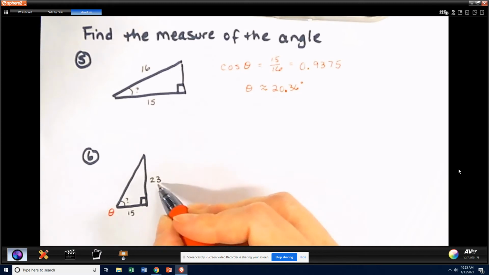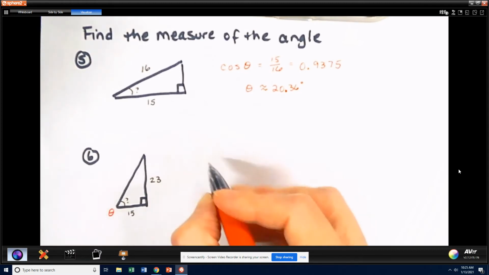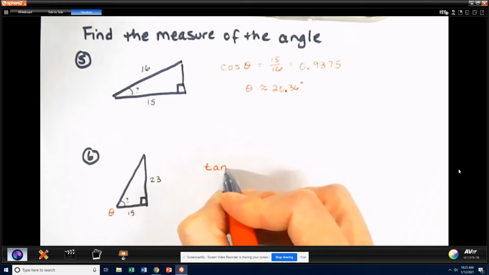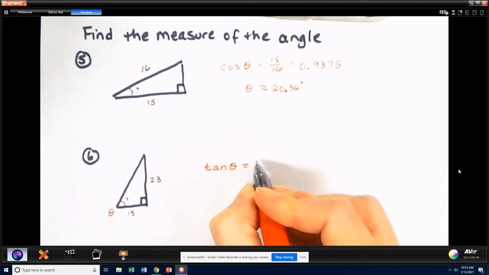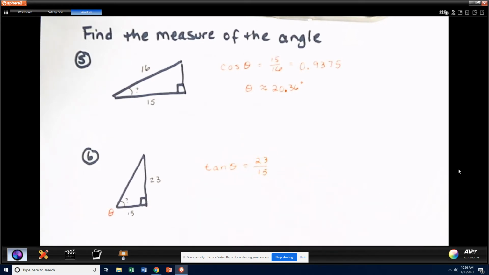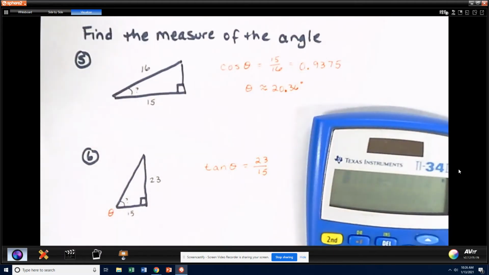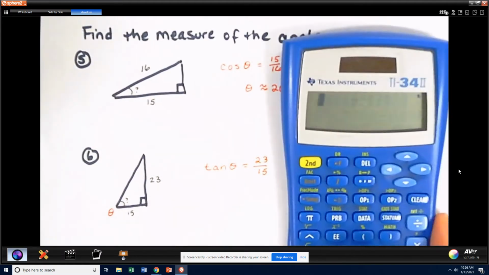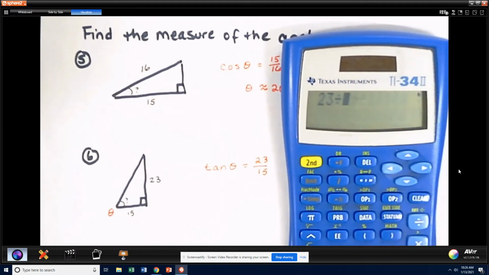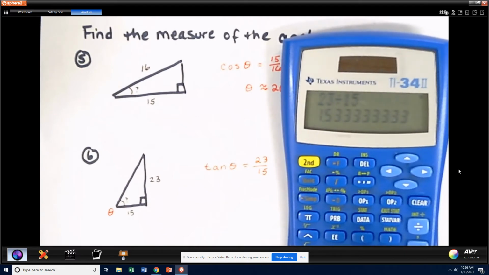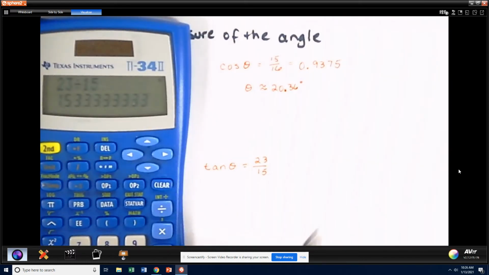Well, this is the opposite side and this is the adjacent side. The trig function that uses opposite and adjacent is tangent. So tangent of theta is going to equal 23 over 15. Again, we need to convert on our calculator, and I will use a different calculator this time for those of you that don't have a fancy-dancy calculator on your cell phone. I'm going to do 23 divided by 15. And there's my decimal, 1.53333333, repeating.